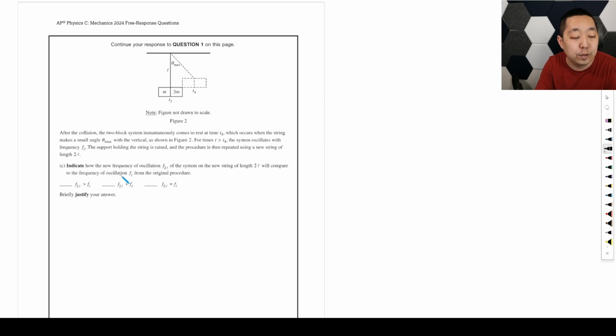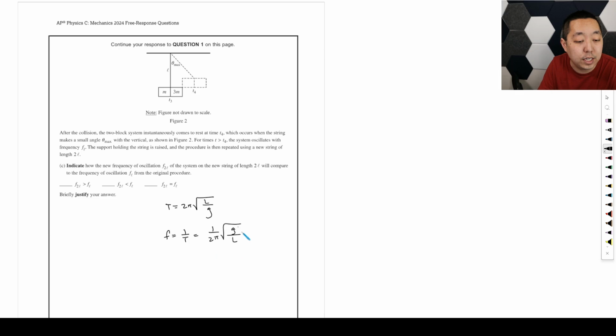Okay, indicate how the new frequency of oscillation on the two strings compares to the frequency of oscillation of the original procedure. Well, let's take a look at that. So this is the period of a pendulum, 2 pi root L over g, which means the frequency, which is 1 over the period, is going to be 1 over 2 pi root g over L.